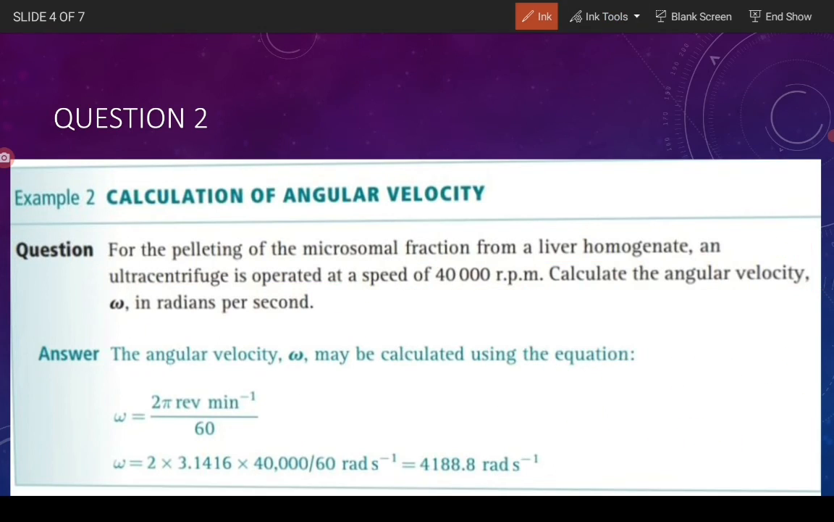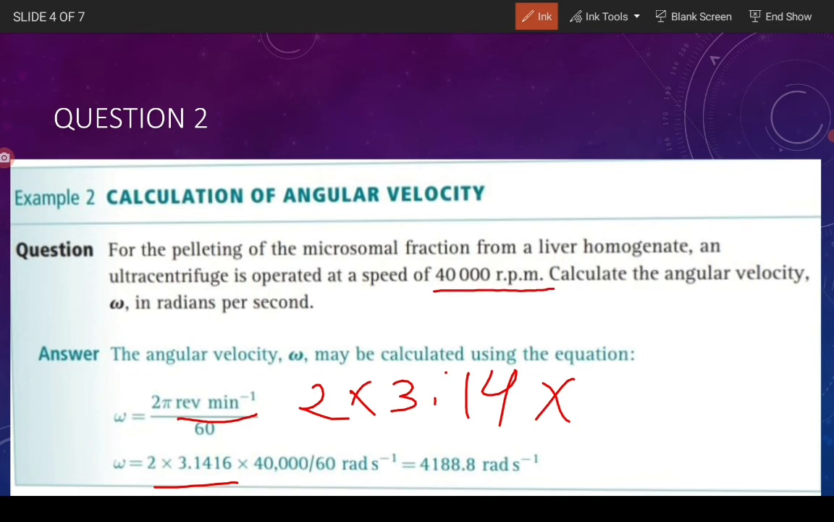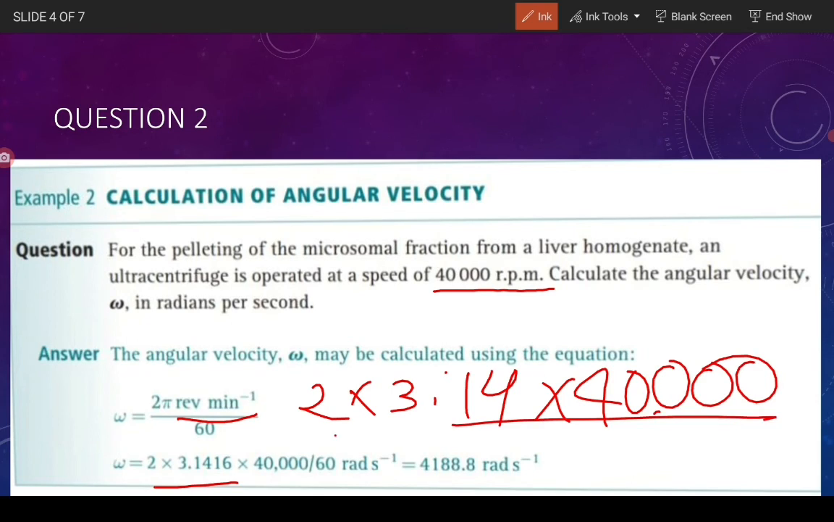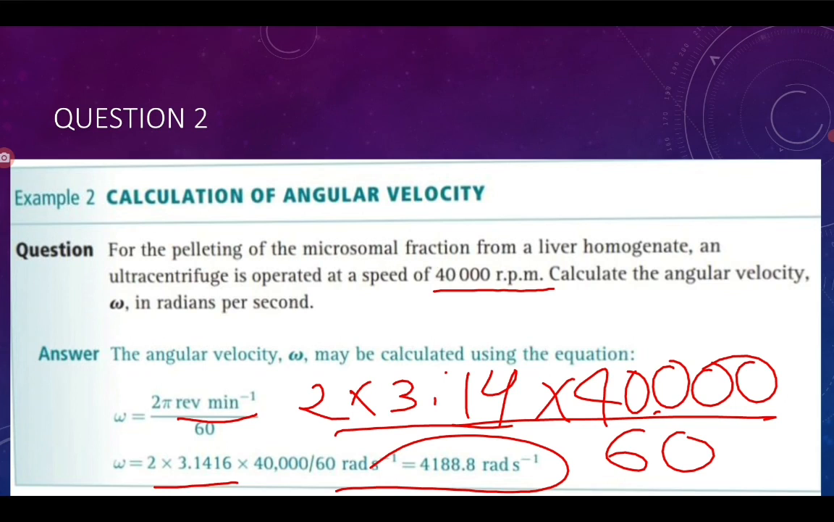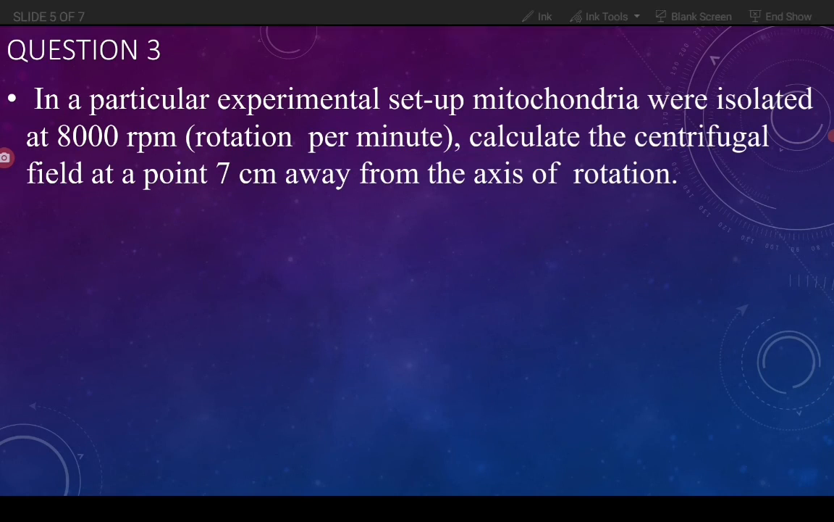So this is a simple formula, of course. So what we would do, 2 into pi is 3.14, like here 3.14 into revolution per minute, that is rpm, is 40,000 given in the question. 40,000 rpm divide this whole thing by 60. It's a simple formula to remember. So divided by 60, and this is the answer: 4188.8 radian per second. So this is the angular velocity.